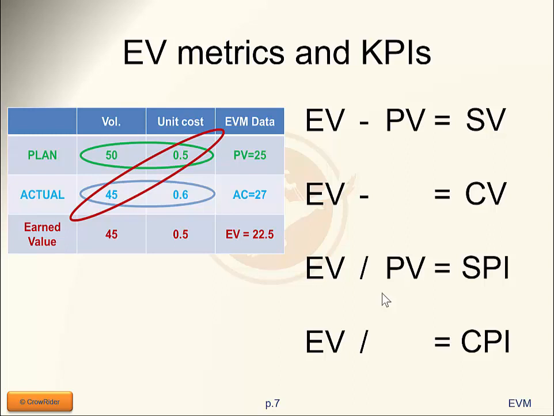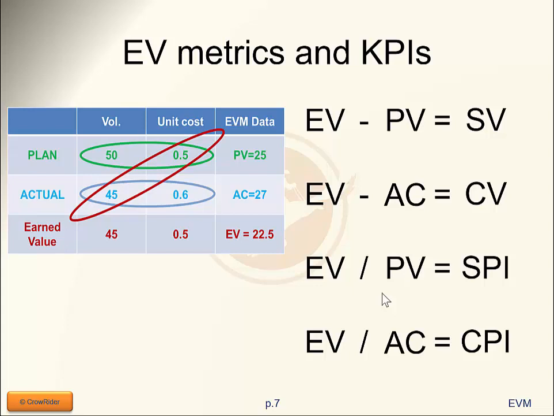If instead we compare against the actual cost, we have cost-related information. So earned value minus actual cost is the cost variance, and earned value divided by actual cost is the cost performance index. These are the basic formulas. Okay, so what does this look like?